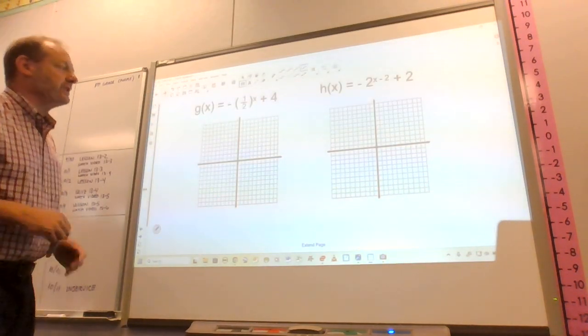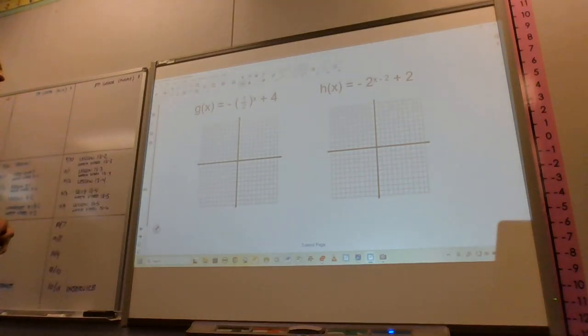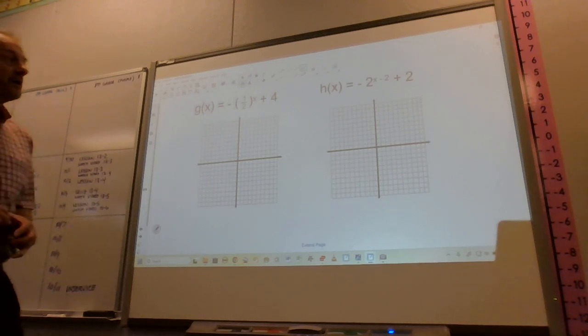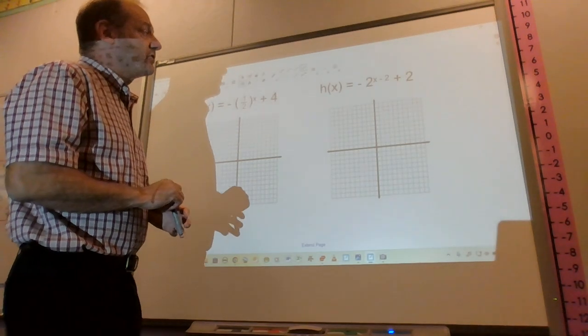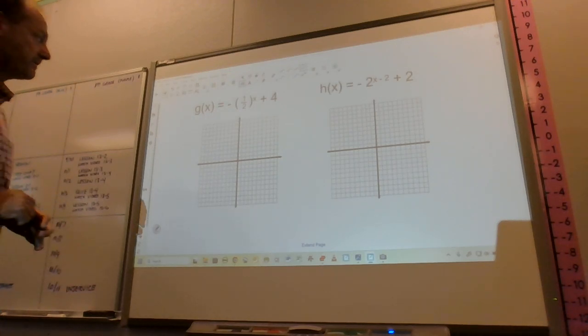Okay, let's let you do these two real quick. So go ahead and pause the video. G of x is -1/2 to the x plus 4. And h of x is -2 to the x minus 2 plus 2. So watch out, there's some negative signs on these. Give them a try and see what happens, and then jump back on and see how you did.